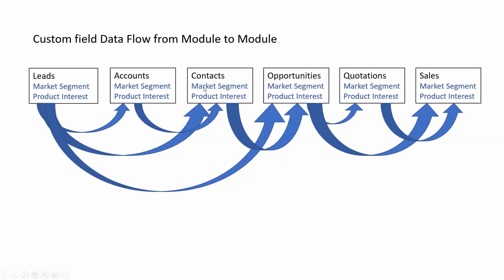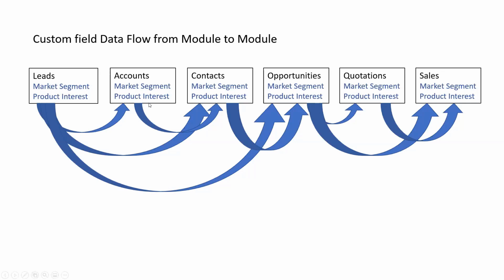Recently, I guess maybe about 7 or 8 months ago, we added the ability for custom fields to flow from the contact record to the opportunity record. So if you have the same custom fields in contacts, you create a new opportunity, that data will flow into the new opportunity when that contact is selected as the connecting contact.